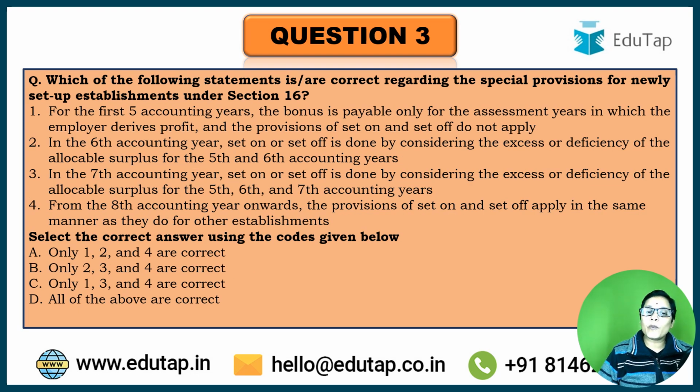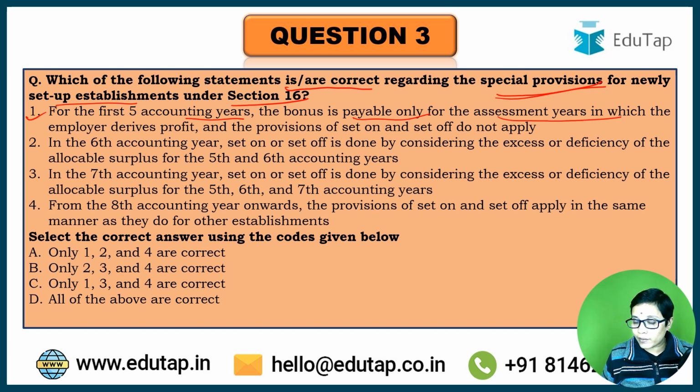So moving on to our next question, which of the following statements is or are correct regarding the special provisions for newly set up establishments under section 16? Section 16 में कुछ special provisions है with respect to certain establishments, that is actually newly set up establishments. So for the first 5 accounting years, the bonus is payable only for the assessment years in which the employer derives profit, and the provisions of set on and set off do not apply here.